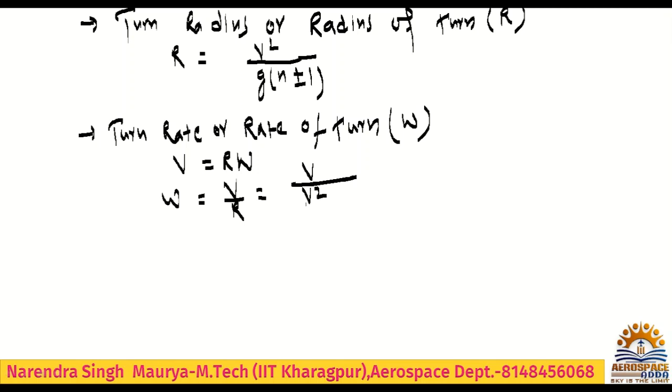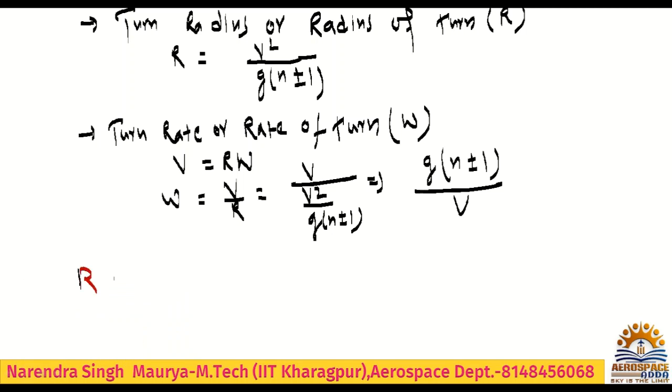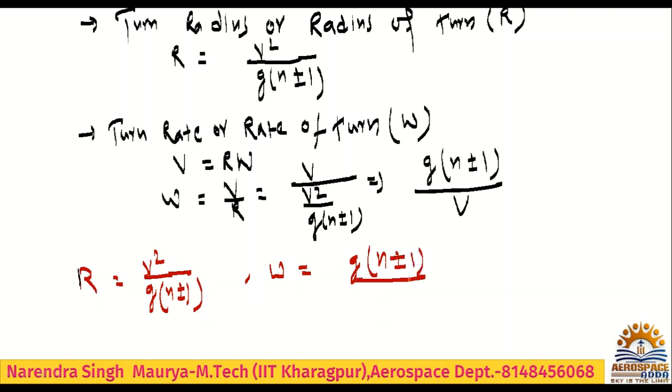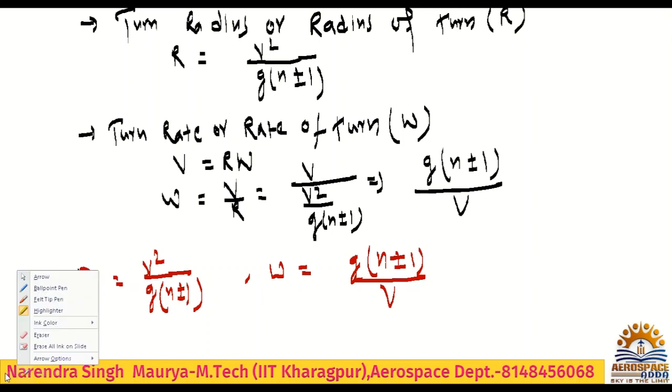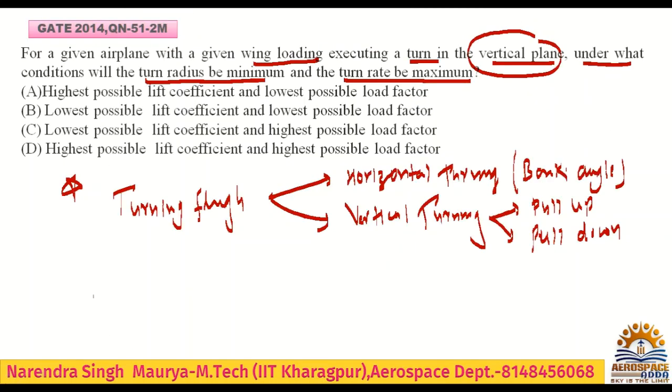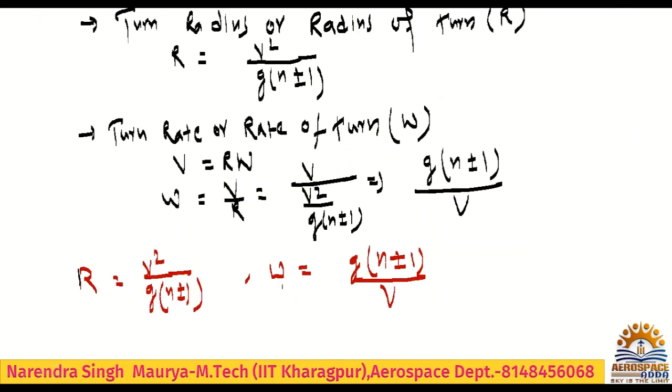What is the r? V square by g n. I'll change the color so it will be more clear. R is equal to v square by g n, and rate of turn is equal to that divided by v. Now check there. You have to write that turn radius should be minimum and turn rate should be maximum. Turn rate should be maximum and turn radius should be minimum when it is possible.